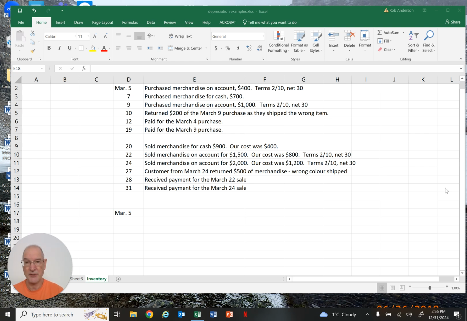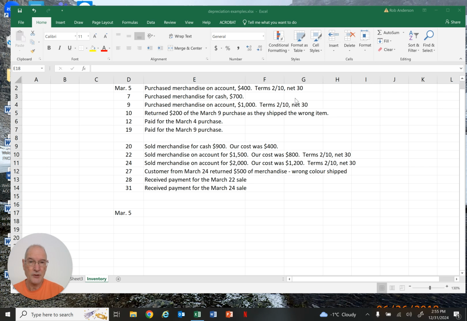So one of the characteristics of the perpetual system is that every time you sell goods, you also at the same time prepare an entry for your cost of goods sold. So your cost versus your sale amount. Now that is two separate journal entries. And we're also going to look at purchase and selling terms.